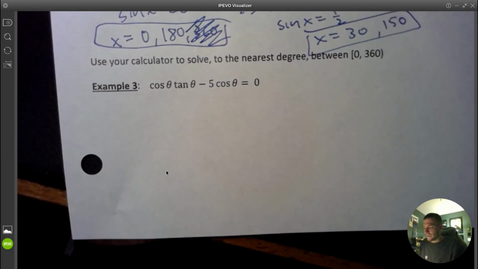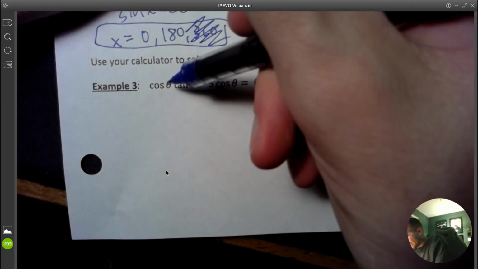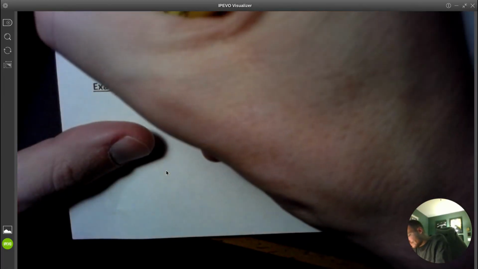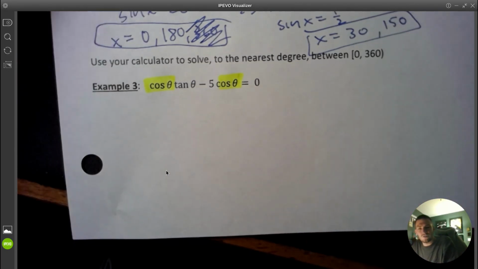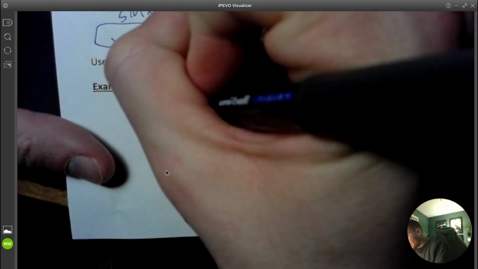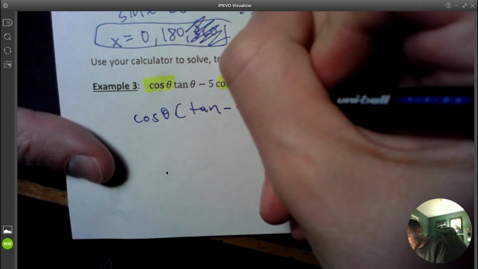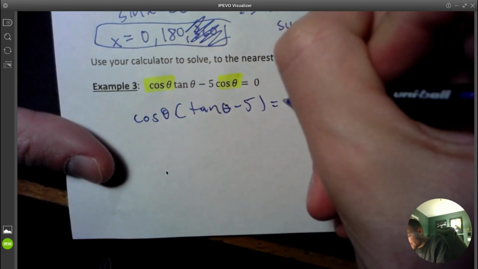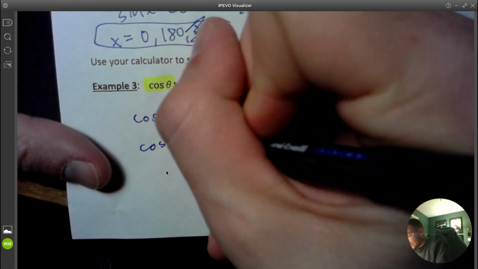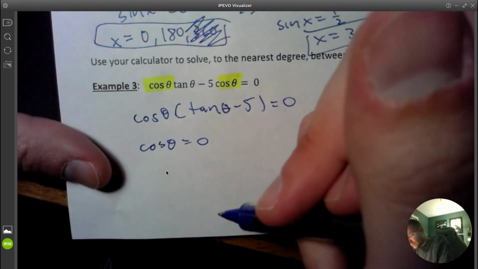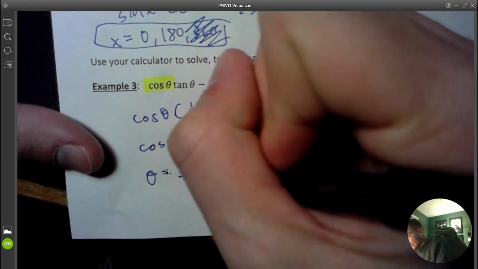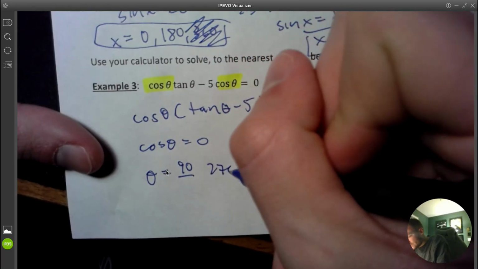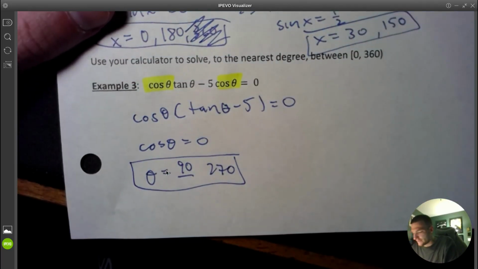Let's go down here. It says use your calculator to solve. So let's see what that means. Let's try this highlighter. Works a little bit better, right? We have cosines on both terms, so GCF, cosine theta, tangent theta minus 5 equals 0. Cosine theta equals 0. Where is cosine equal to 0? We literally did that right up here. Theta is equal to 90. I don't want that. 270. I don't want it to look like divide, so my bad.